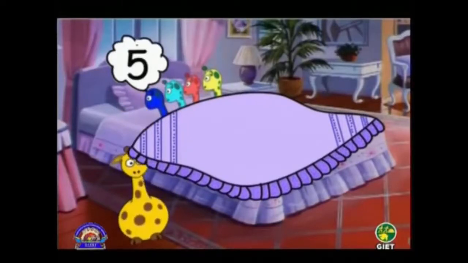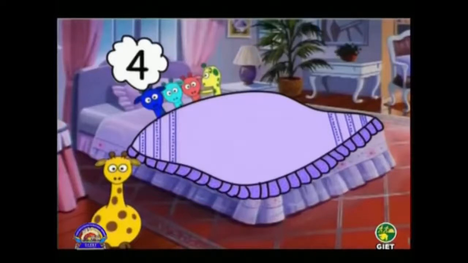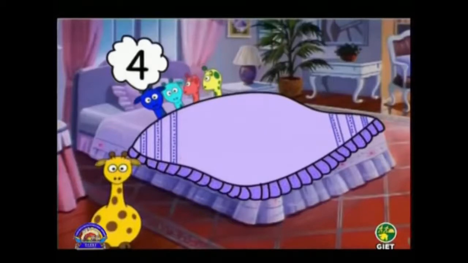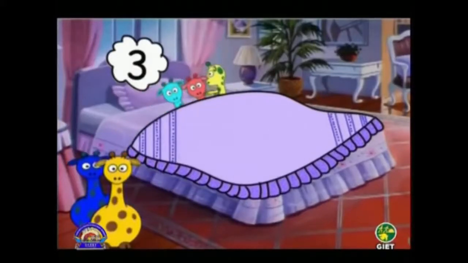Let's listen and enjoy. There were 5 in the bed, and the little one said, roll over, roll over. So they all rolled over, and one fell down. There were 4 in the bed, and the little one said, roll over, roll over. So they all rolled over, and one fell down. There were 3 in the bed, and the little one said, roll over, roll over. So they all rolled over, and one fell down. There were 2 in the bed, and the little one said, roll over, roll over. So they all rolled over, and one fell down. There was 1 in the bed, and the little one said, ah, good night.